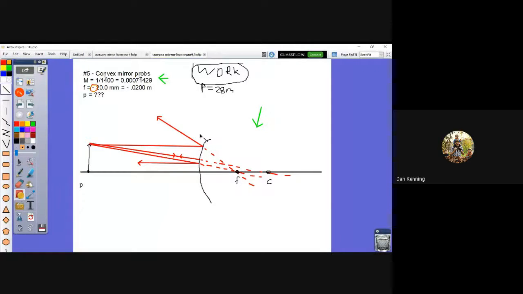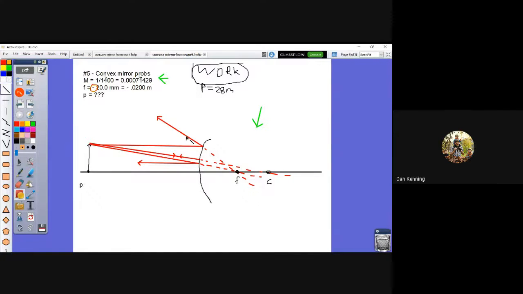And let me just refresh your memory on how that works. Here we have parallel. It bounces off the mirror. It diverges, so parallel and through F. Then we have this ray, which is lined up as if it's going through F and then parallel. We have the third ray, which is lined up as if it's going through C, but it bounces back where it came from.